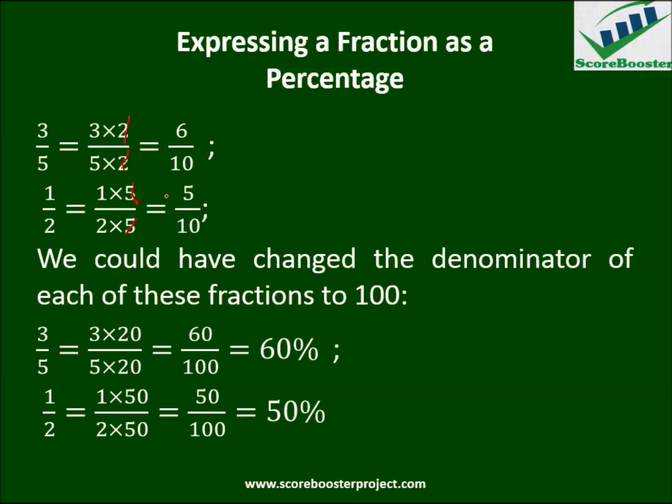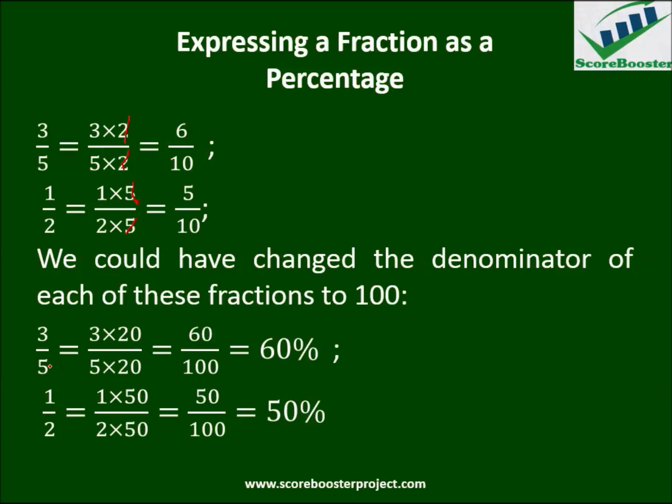So 1 times 5 is 5 and 2 times 5 is 10. So just as we've done here, trying to add two fractions by changing the denominator to the LCM of the denominators of the two fractions, we could in the same way change each of the denominators into 100. So you simply look for what to multiply 5 by to have 100, which is 20, because 20 times 5 is 100.